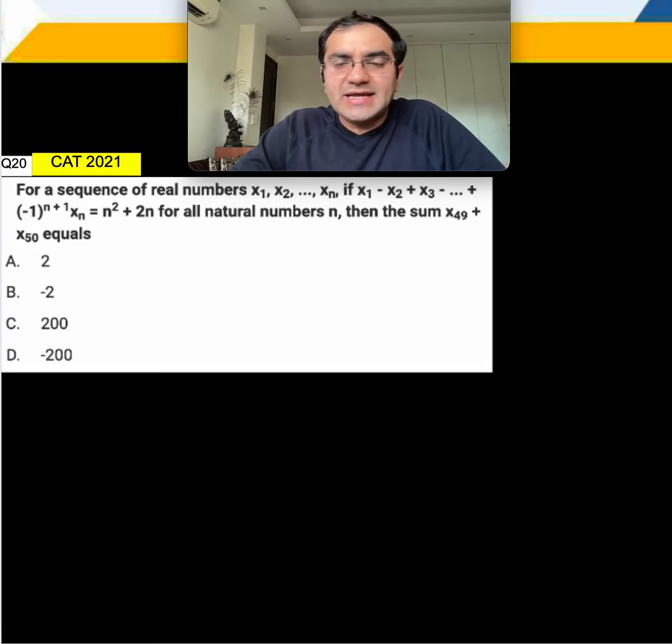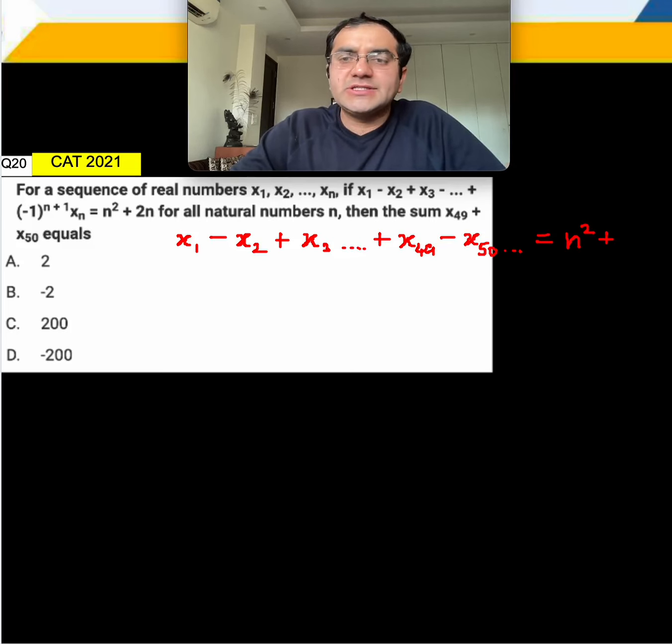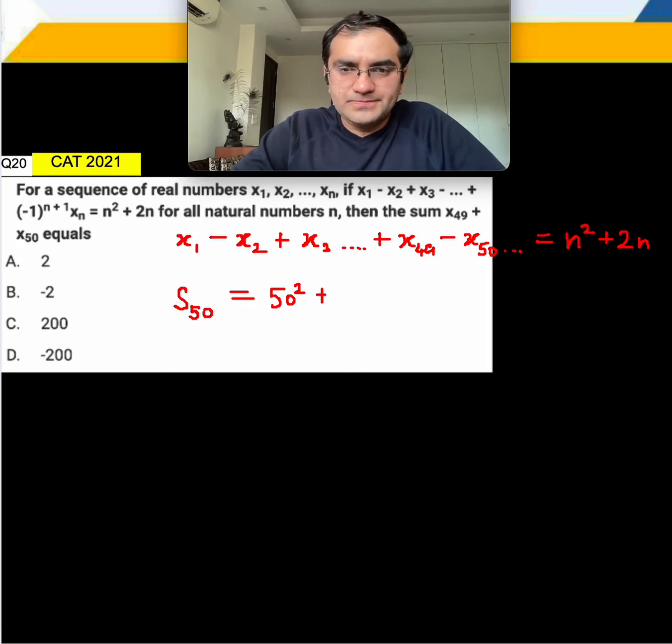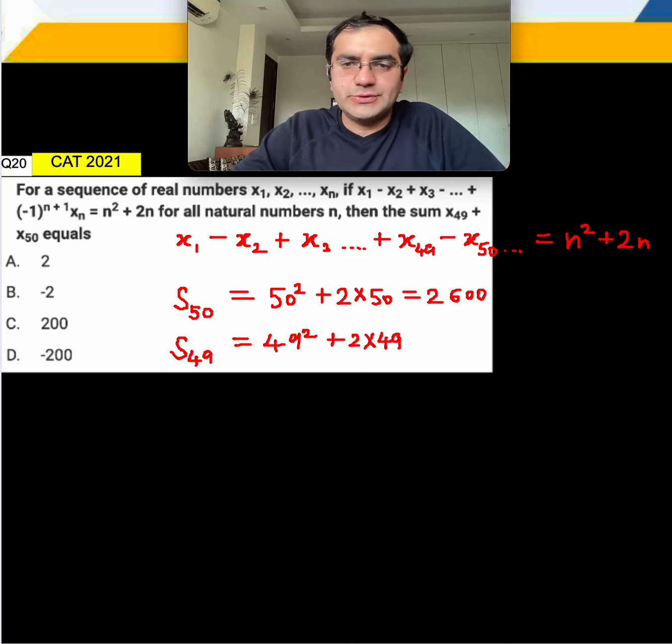So let's calculate this sequence, x1 minus x2 plus x3, however many terms. We are observing that the odd terms are being added and the even terms are being subtracted. It's n square plus 2n. So what is this sequence up to 50 terms? Put N equal to 50. 50 square plus 2 into 50. This turns out to be 2600. What is it for 49 terms? Put 49. 49 square plus 2 into 49. This turns out to be 2499.